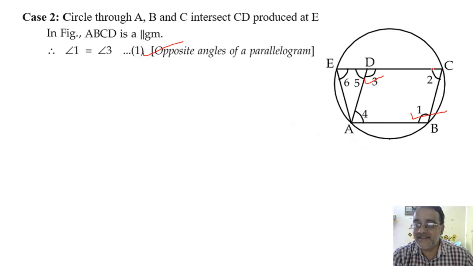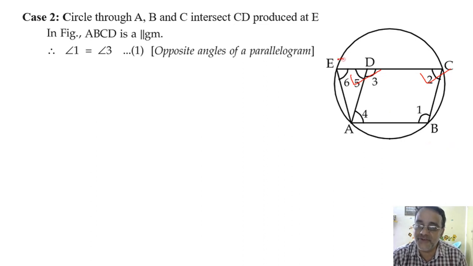Now what is the sum of these two angles? 180 degrees. Why 180 degrees? Co-interior angles. Right. Okay. Now what is the sum of these two angles? 180 degrees. Right. Okay. Now what can you say about these two angles? Angle 5, angle 2. Corresponding angles. They are equal.